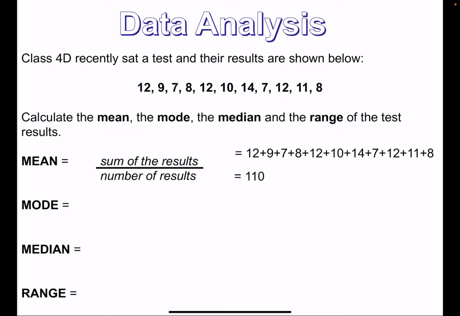That's 110. So now what we need to do is divide it by the number of the results. So there are 11 numbers there in total. So we're going to take 110, we're going to divide it by 11, and that's going to give us our mean. 110 divided by 11 is 10. So our mean result is 10.